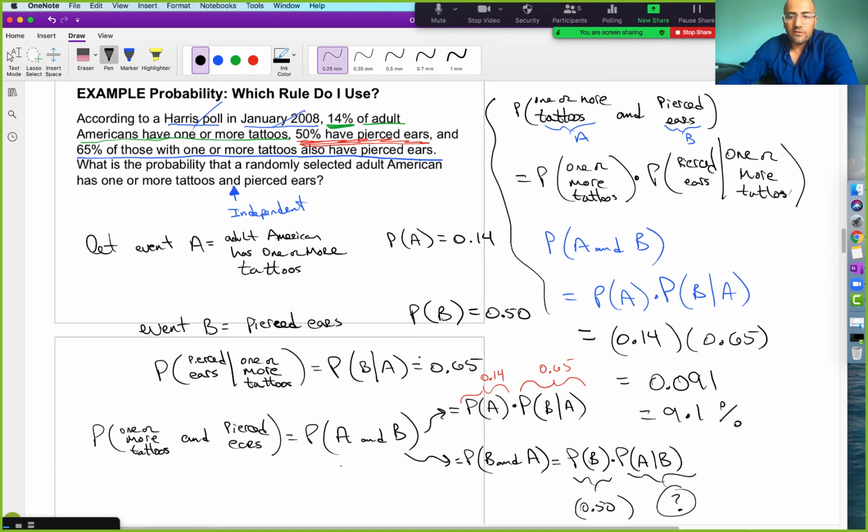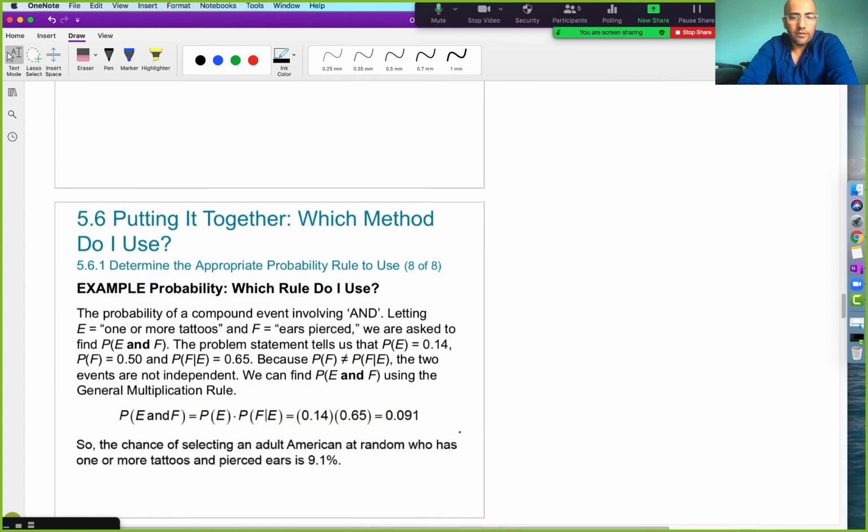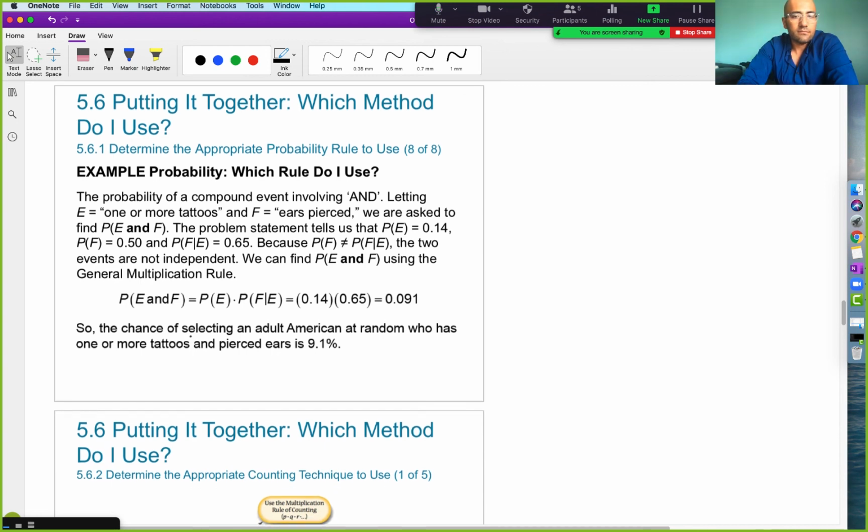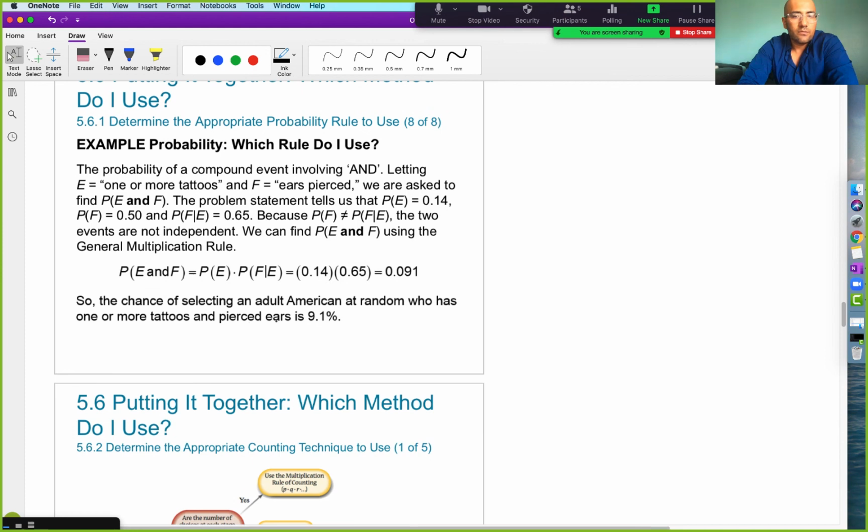Any questions? No? No. Let's see what the author did. Hopefully they agree with me. Yep, same thing. They probably used E and F, so they just use different names for the events. Good.